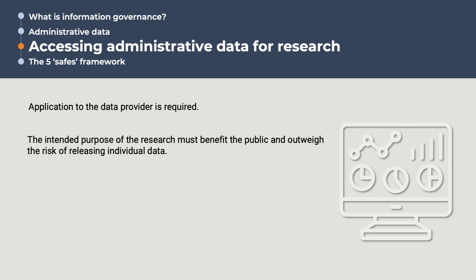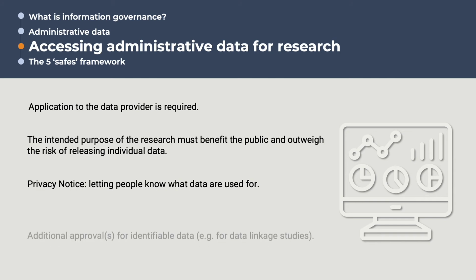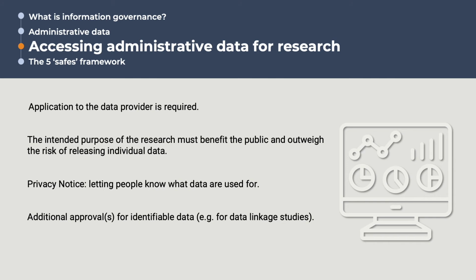This aspect is particularly important in administrative data research, where often the individuals have not specifically consented to using their data. Through the privacy notice, however, individuals are able to find out what their data are being used for. Additional approval or approvals for identifiable data, for example, if to be obtained for data linkage across different databases, may be needed. Importantly, the process needs to be well planned ahead, since it will take time and money.